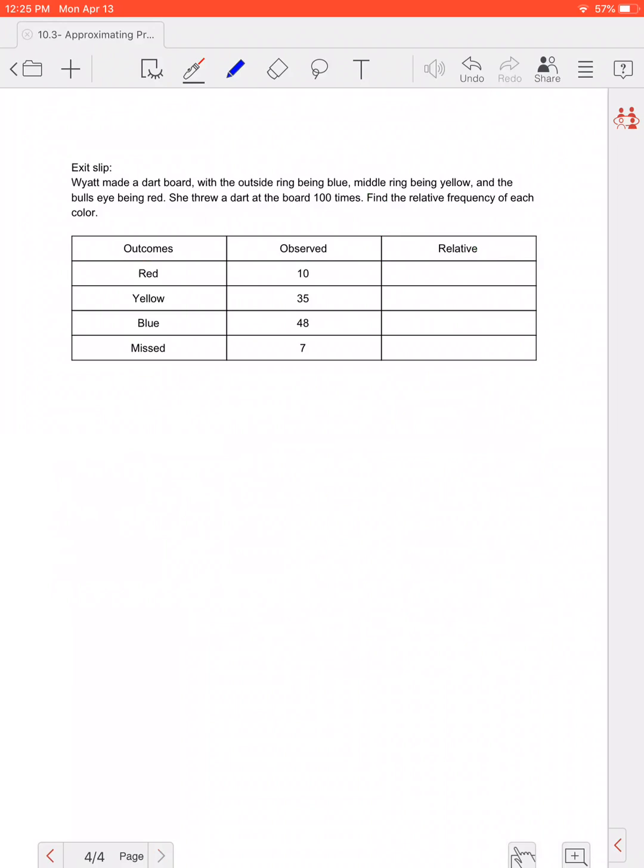So here's your exit slip. So go ahead and pause the video and read this and see what you can come up with and come back and check your answers. So Wyatt made a dartboard with the outside ring being blue, the middle ring being yellow, and the bullseye being red. He threw a dart at the board 100 times. Find the relative frequency of each color.